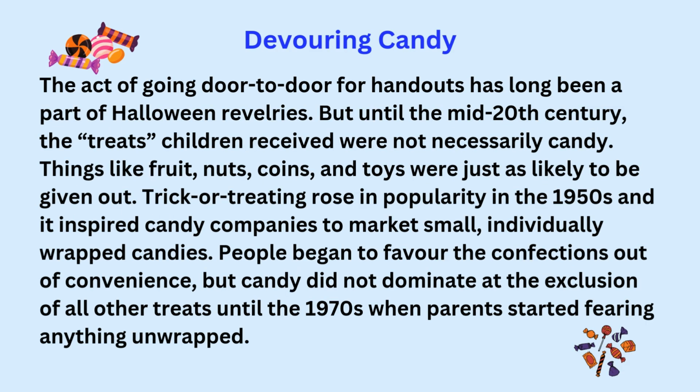Devouring candy. The act of going door to door for handouts has long been a part of Halloween revelries. But until the mid-20th century, the treats children received were not necessarily candy. Things like fruit, nuts, coins, and toys were just as likely to be given out. Trick-or-treating rose in popularity in the 1950s, and it inspired candy companies to market small, individually wrapped candies. People began to favor the confections out of convenience, but candy did not dominate at the exclusion of all other treats until the 1970s, when parents started fearing anything unwrapped.